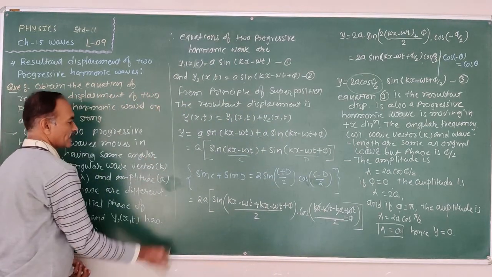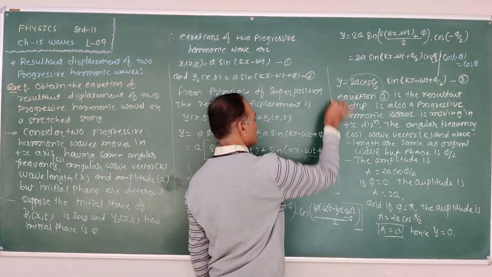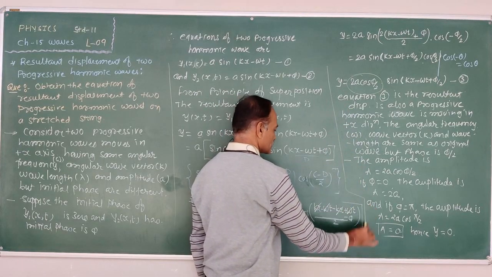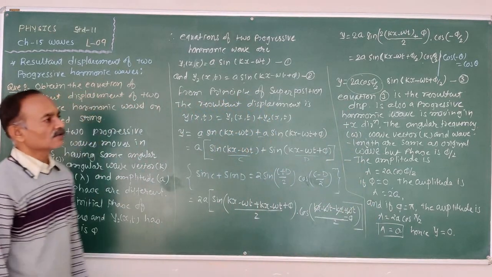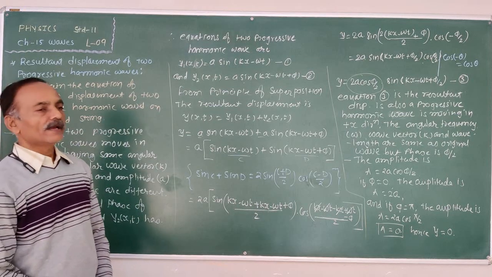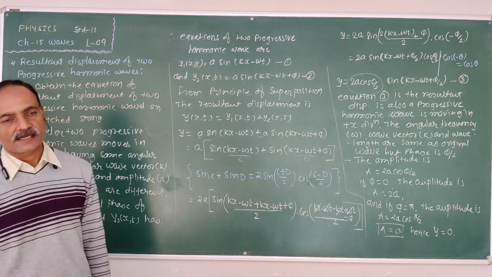So that is the mathematical form of the resultant displacement of two progressive harmonic waves superposed on a stretched string. Okay.